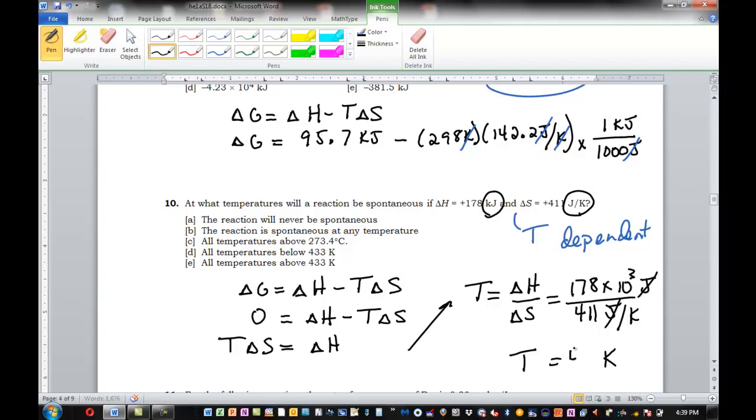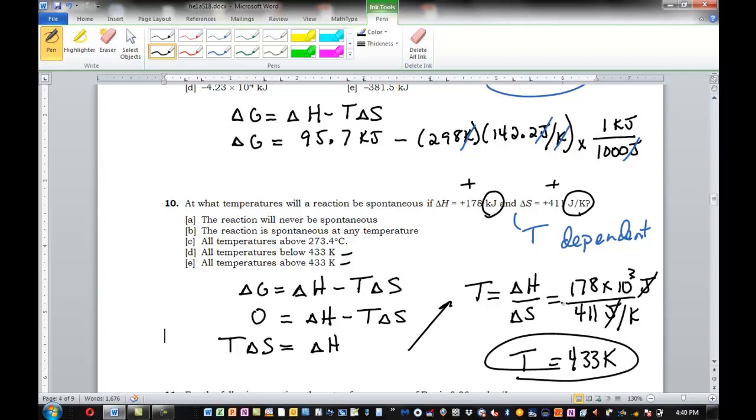And I end up with 433 Kelvin. Okay? So it's either D or E, because those have 433 Kelvin. So that's cool. So we've narrowed it down to 2. Now, this is where you have to have a little bit more knowledge about a positive delta H, positive delta S situation, which is temperature dependent, versus negative delta H, negative delta S. Okay? So at this point, we found out, well, this should become spontaneous at 433.